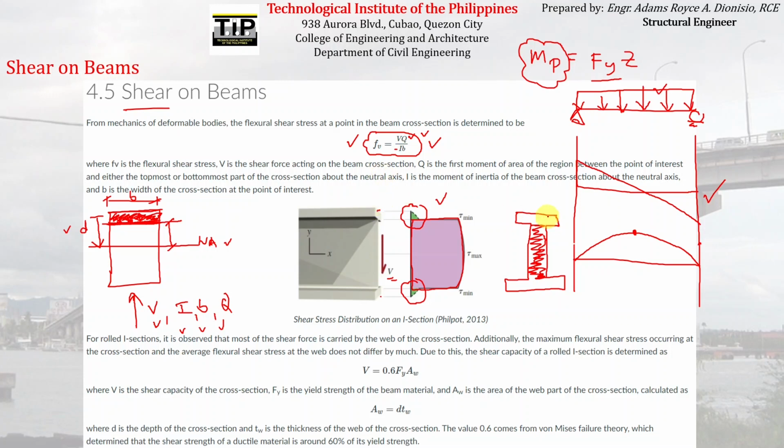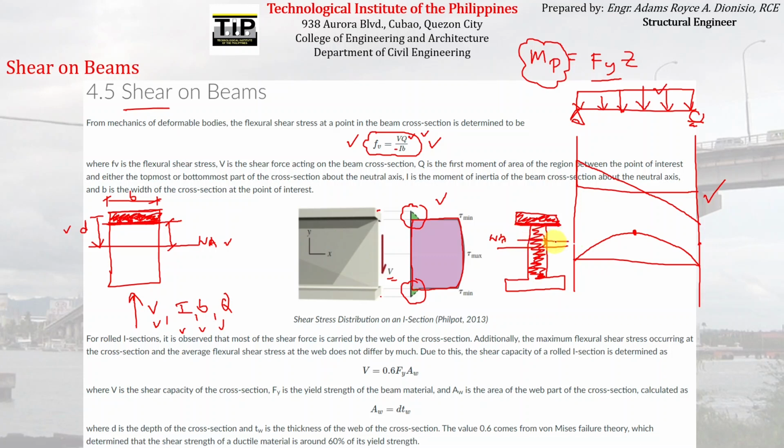Because as you can see here, if we are computing the statical moment of area of a point located here on the interface of the flange and the web, the area that we will take the moment to the neutral axis will just be equal to this, which is very small compared to the area if the location that we are interested in is located somewhere on the web.